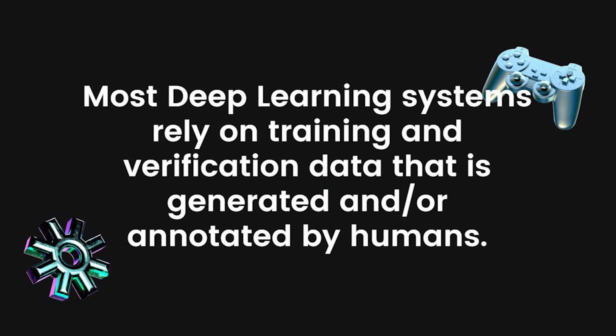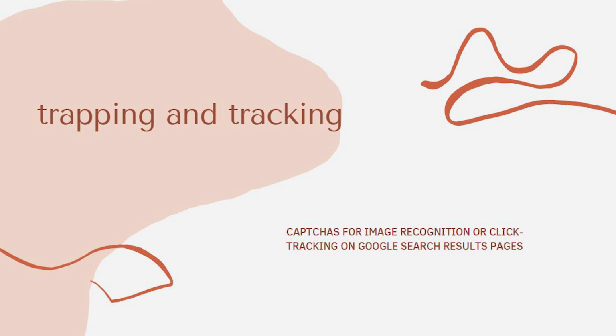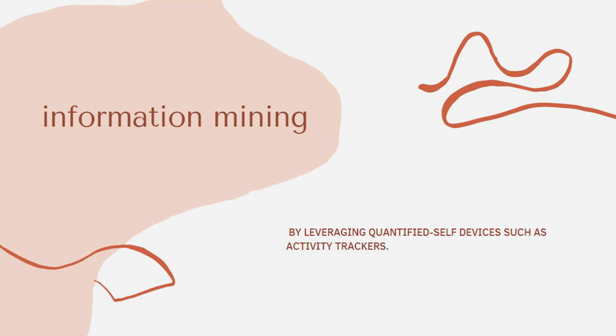The philosopher Rainer Mühlhoff distinguishes 5 types of machinic capture of human microwork to generate training data. Number 1. Gamification. The embedding of annotation or computation tasks in the flow of a game. Number 2. Trapping and tracking, CAPTCHAs for image recognition or click tracking on Google search results pages. Number 3. Exploitation of social motivations. Tagging faces on Facebook to obtain labeled facial images. Number 4. Information mining. By leveraging quantified self devices such as activity trackers.